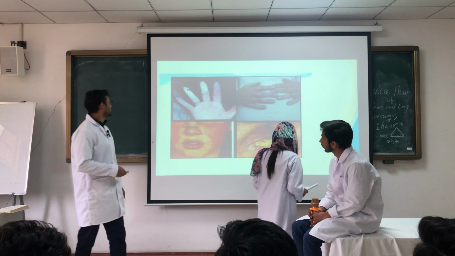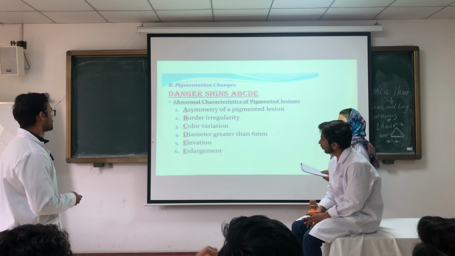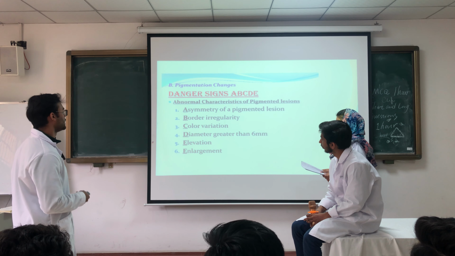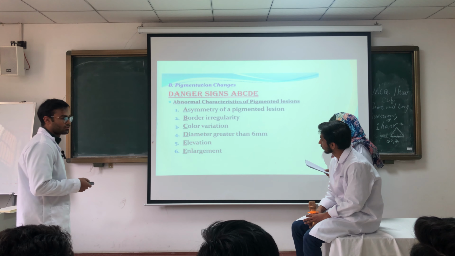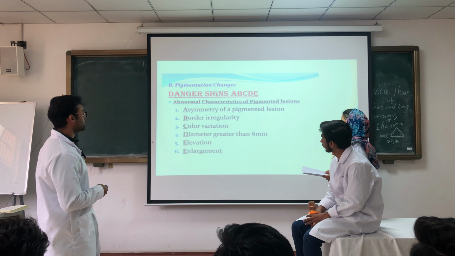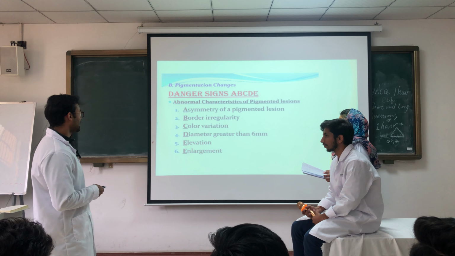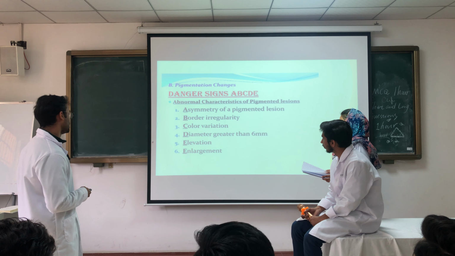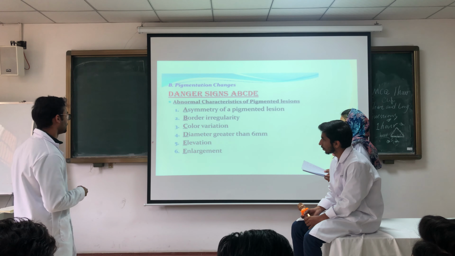Okay. Now, what are the danger signs? So danger signs are the A, B, C, D, E, double E. So abnormal characteristics of the pigmented lesions. What are the abnormal characteristics of the pigmented lesions? These are asymmetry of a pigmented lesions, as Dr. Zainab told earlier. Border irregularity, we have to check it. Color variation and the diameter greater than 6 millimeter, elevation and enlargement. So we have to check this. These are the danger signs.